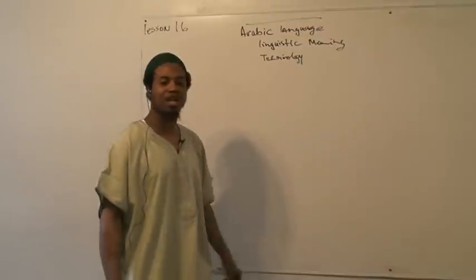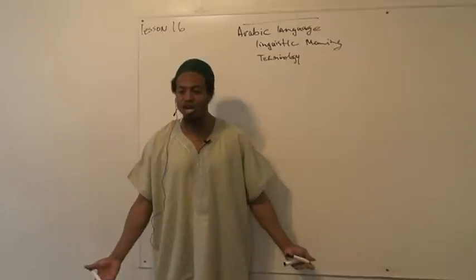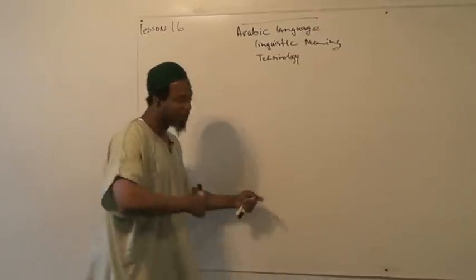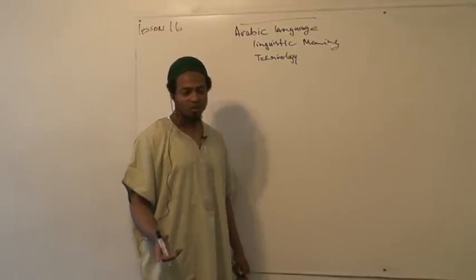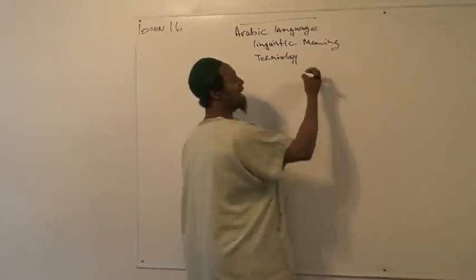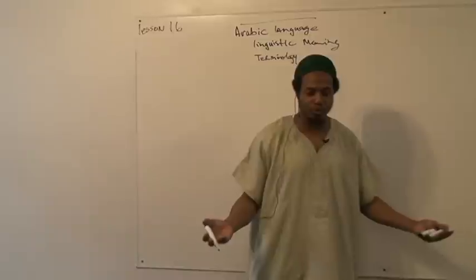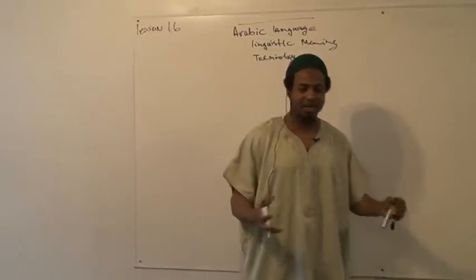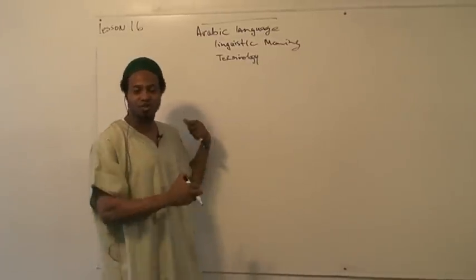What is the term, as a terminology, what does the word Araba mean? As a terminology, it is a language that points to the people who are known as Arabs. Very simple. There's nothing complicated with that. That's what the word Araba is in reference to. It's a reference to the people.